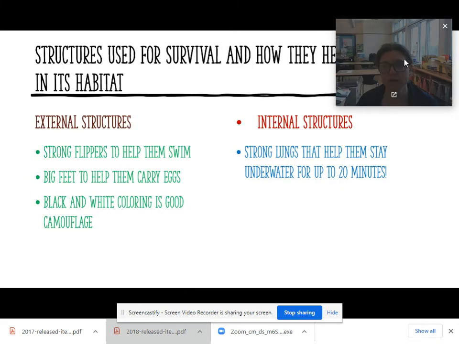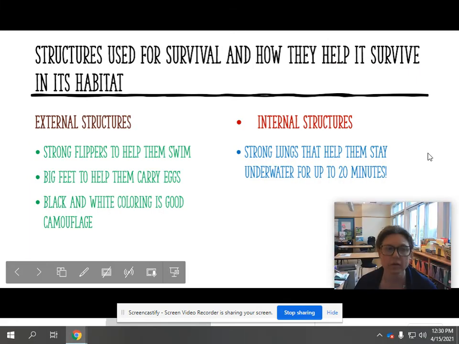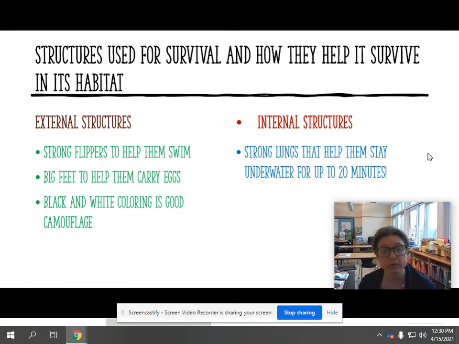Now, here's the really important stuff. It's all important, but I want you to think about what structures your animal uses for survival and how those structures help it survive in its habitat. So I want you to be thinking about internal structures and external structures. You can see here I've listed 3 external structures and 1 internal structure. I challenge you to come up with at least 3 internal and 3 external structures for your creature.